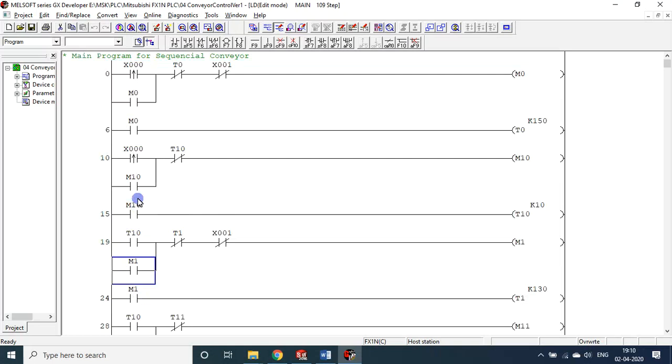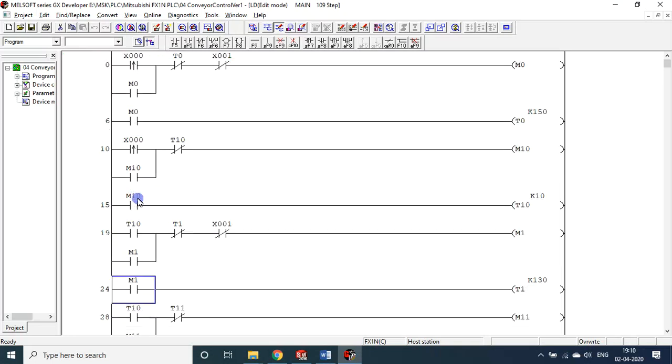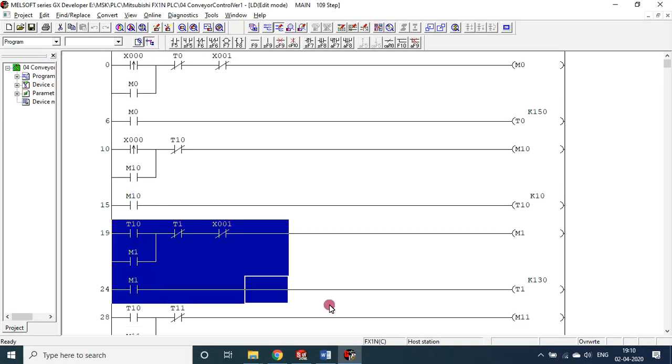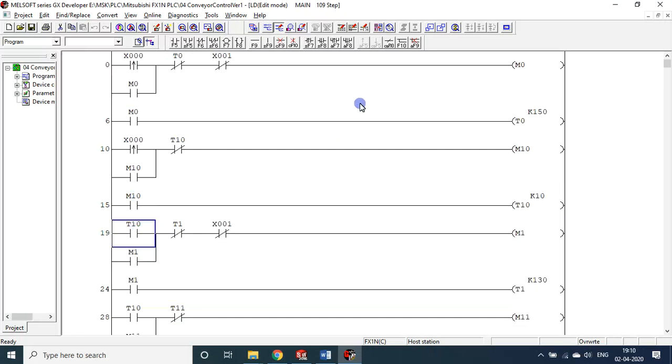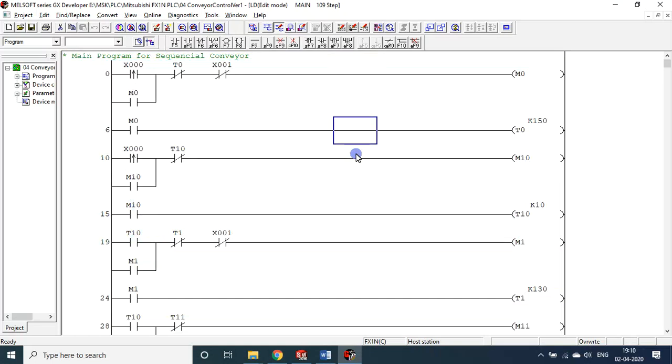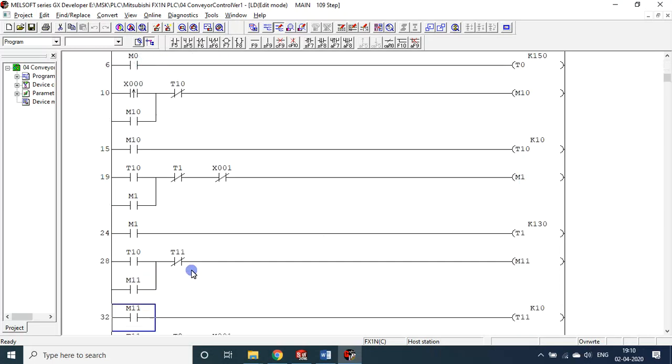This M1 is triggered, this is the M1 loop. M1 is triggered only when T10 is triggered, but T10 will be on only after 10 seconds, 1 second, K10 by 10, 1 second. So after this is on, after 1 second after that, the next loop will be triggered for 13 seconds.